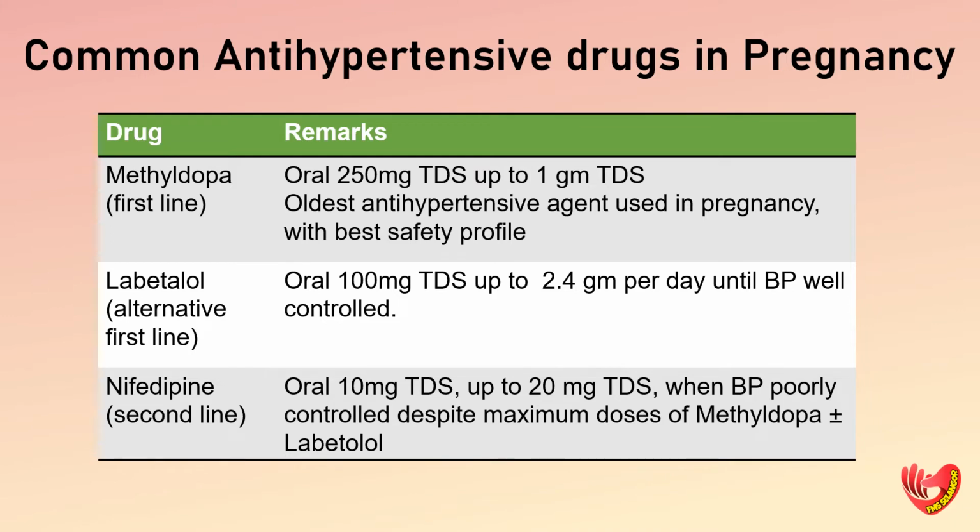This slide summarizes common antihypertensive drugs and doses used in pregnancy. For methyldopa, starting dose is usually 250 mg TDS up until 1 gram TDS. Labetalol can be started at 100 mg TDS up to 2.4 grams per day until blood pressure is well controlled. And nifedipine can be started at 10 mg TDS up to 20 mg TDS when blood pressure is poorly controlled despite maximum doses of methyldopa with or without labetalol.